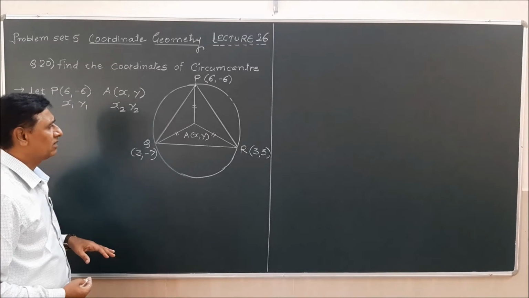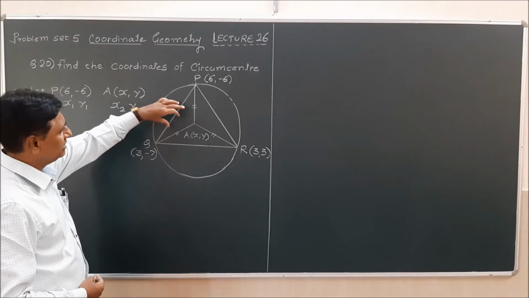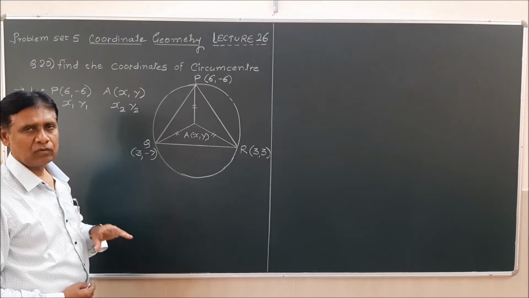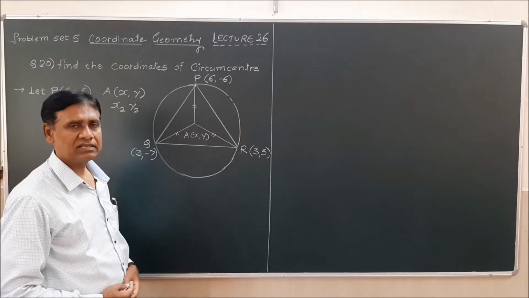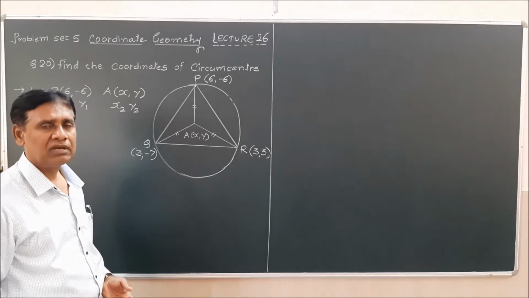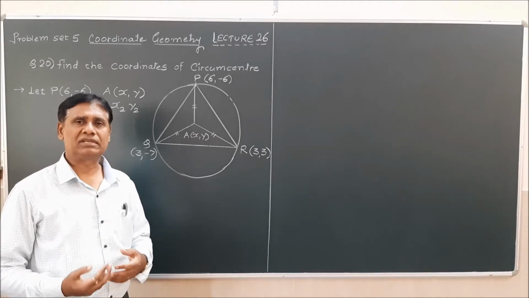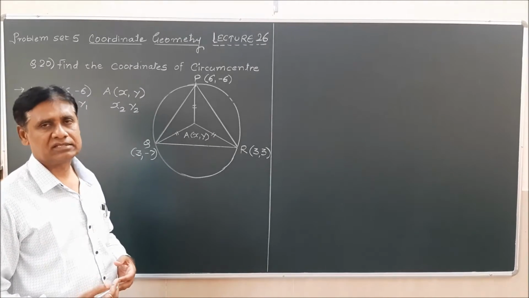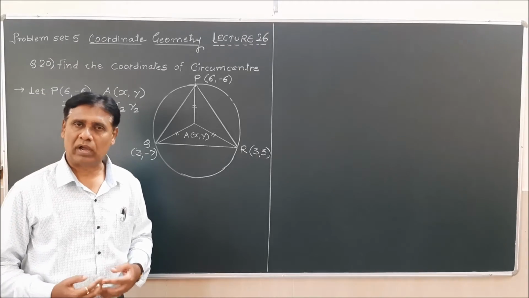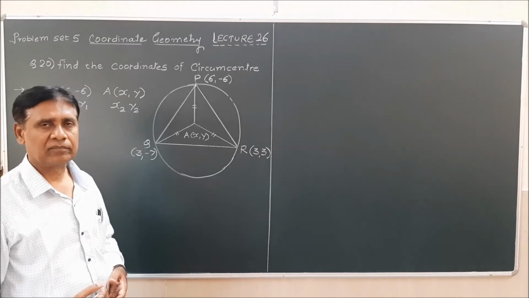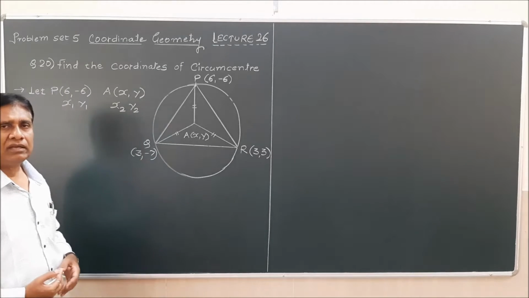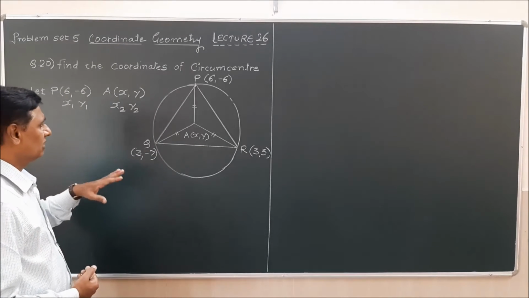After equating these two, I will get one simultaneous equation. After equating these two, I will get a second simultaneous equation. By solving those simultaneous equations, I will get the values of x and y, or I can say the coordinates of the circumcenter. So let's use the distance formula to find it.